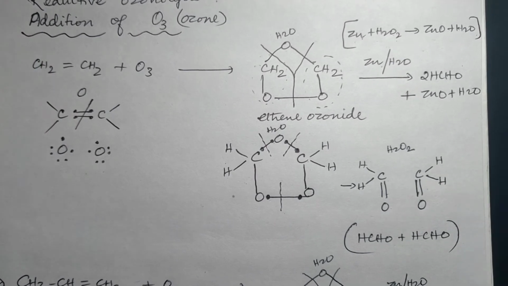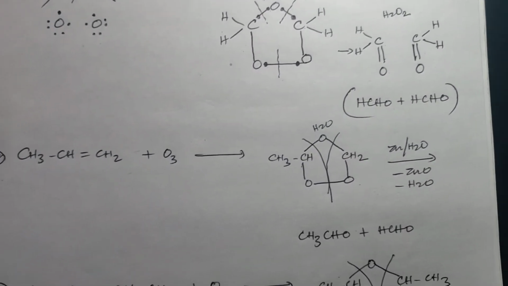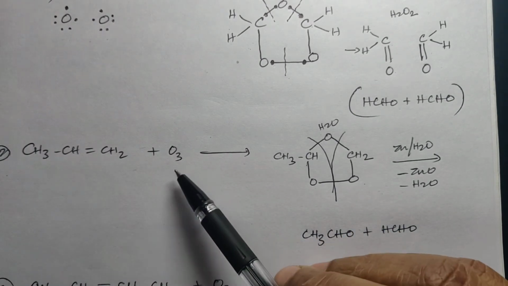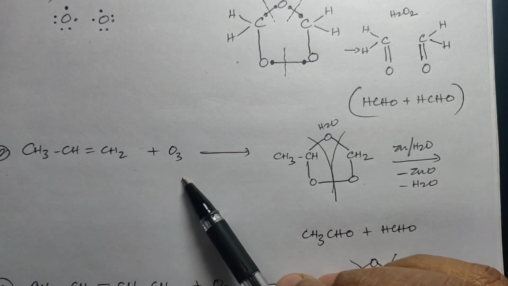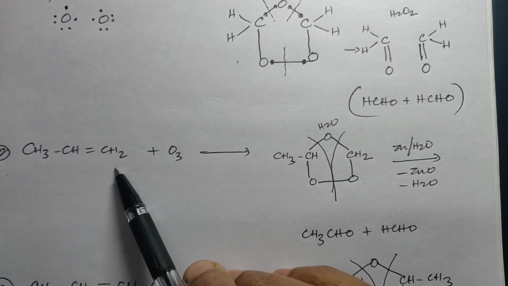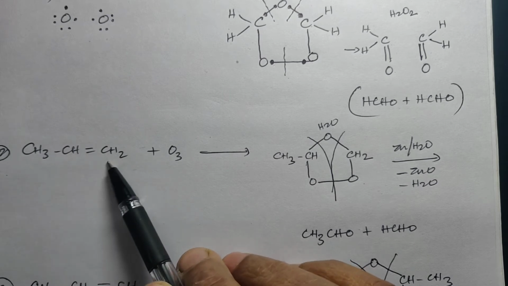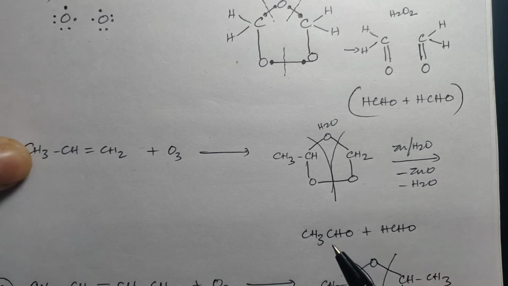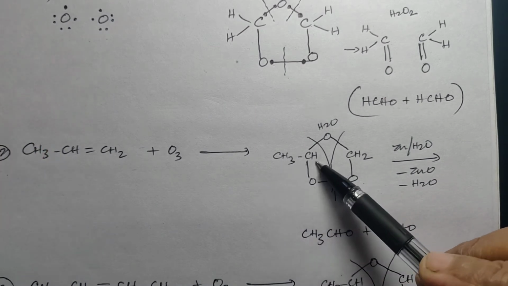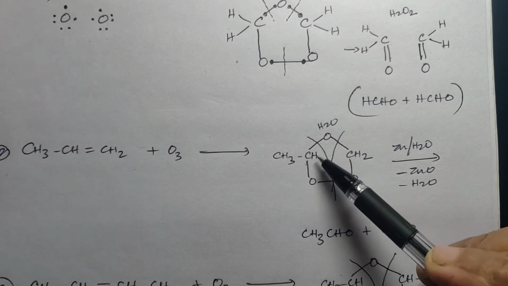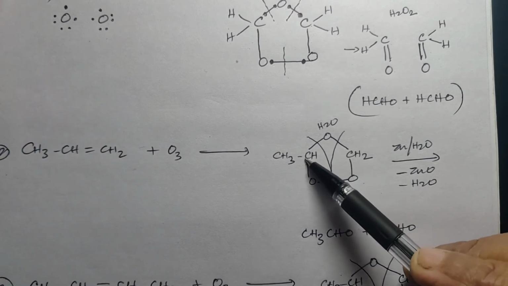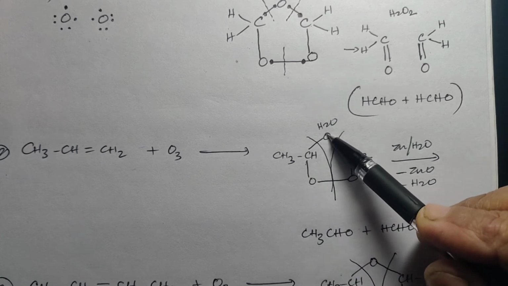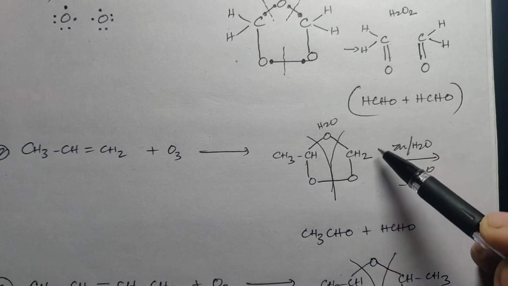Now let us see one more example. Now supposing you have propene. Now remember, this ozone is added across the double bond. Between these two carbon atoms only this ozone will get added. So what you are getting, see, this CH3 will remain as such, then CH double bond CH2. So this double bond broke, and with CH and CH2 all the three oxygen atoms are getting bonded. Now this is the propene ozonide.